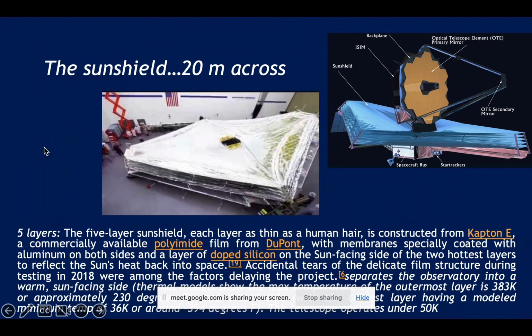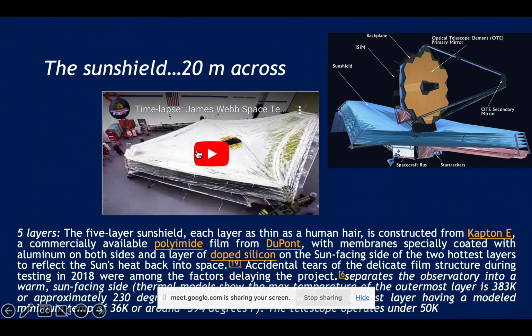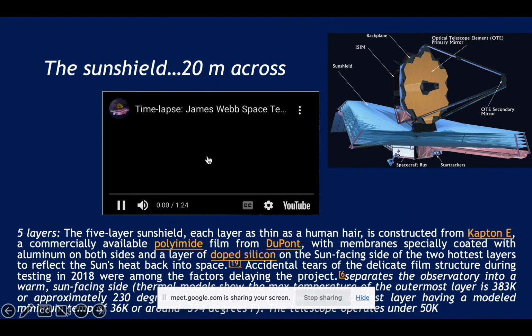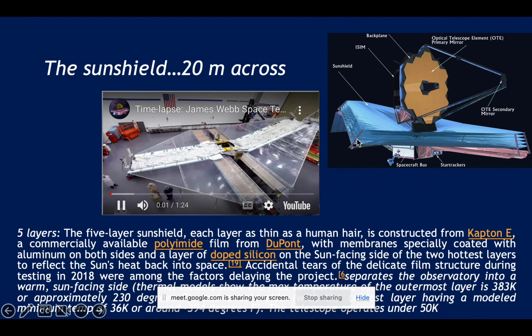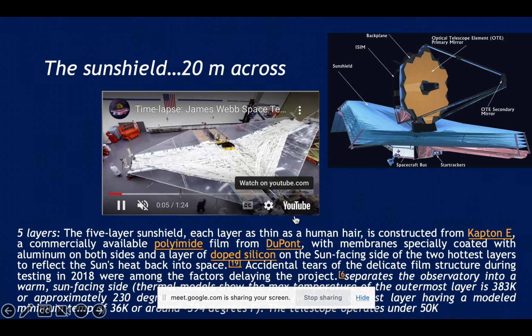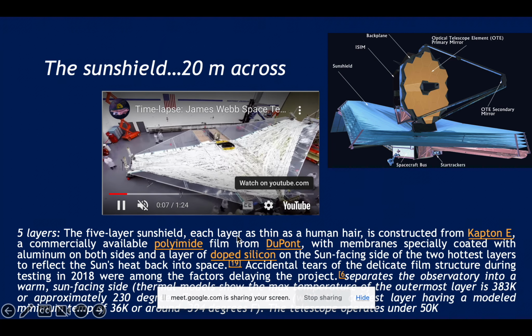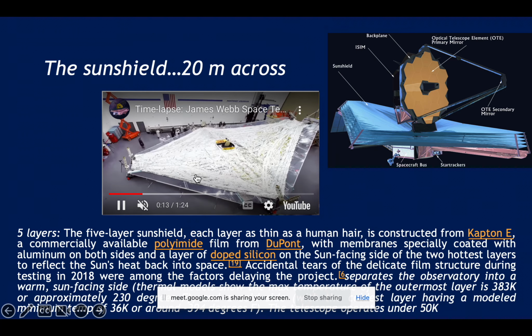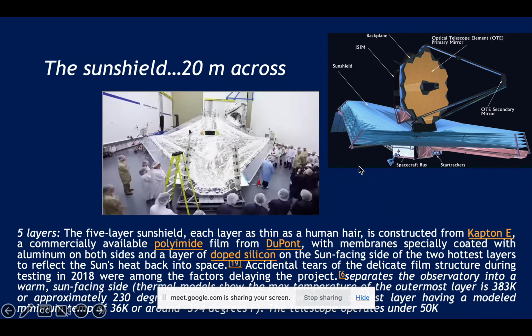Now, because this is an infrared telescope, we want to protect it from the sun rays as well as the earth rays, and therefore there is a 5-layer sun shield. This sun shield is made from a special material, a polyimide film called Kapton, and these membranes are specially coated with aluminium and doped silicon, and this forms a very perfect sun shield. This is almost the size of a tennis court.